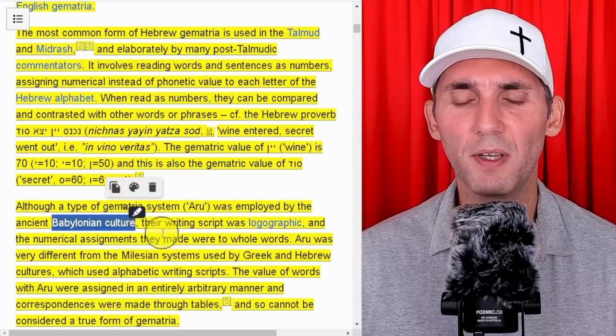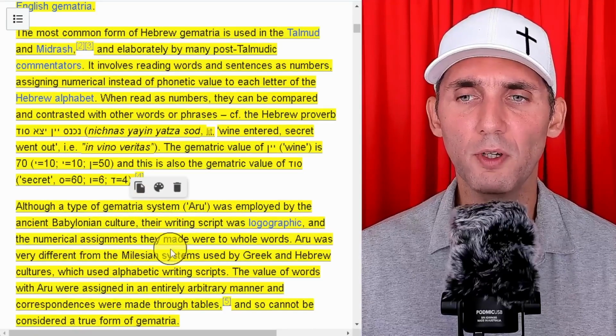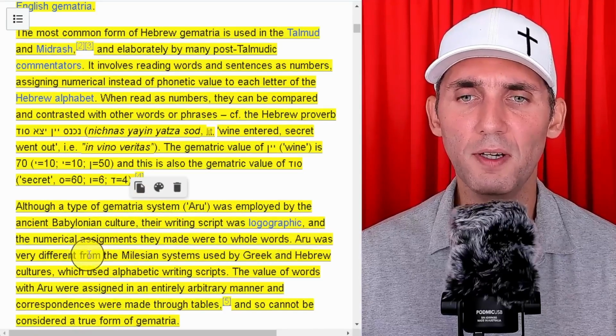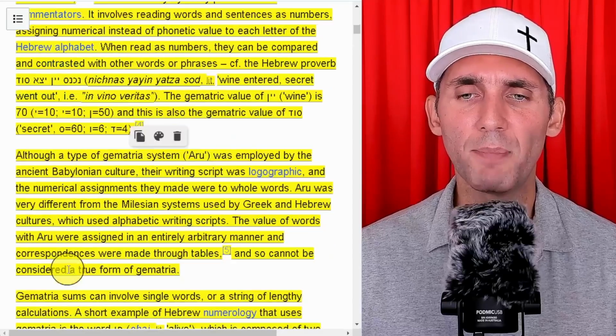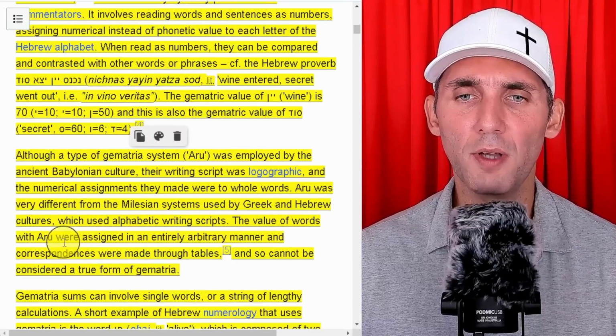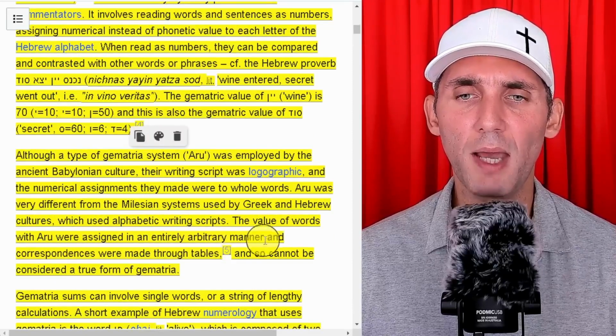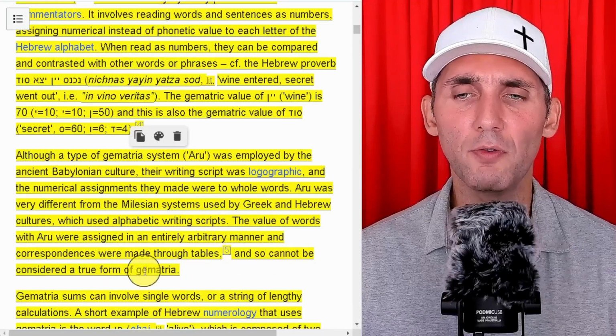Although a type of gematria system, Aru, was employed by the ancient Babylonian culture, do you understand where this comes from? Their writing script was logographic, and the numerical assignments they made were to whole words. Aru was very different from the Milesian systems used by the Greek and Hebrew cultures, which used alphabetic writing scripts. The values of the words with Aru were assigned in an entirely arbitrary manner, and correspondences were made through tables, and so cannot be considered a true form of gematria.